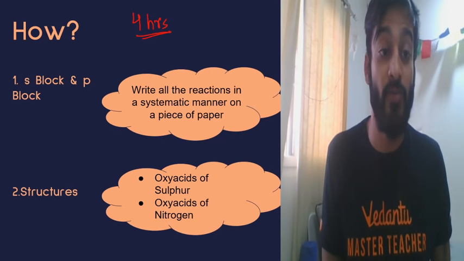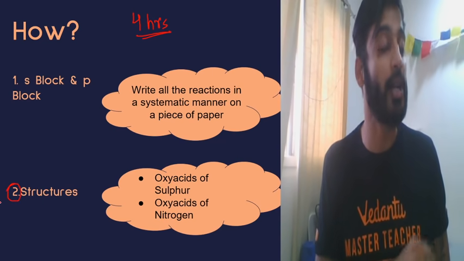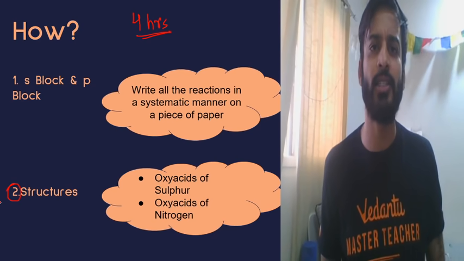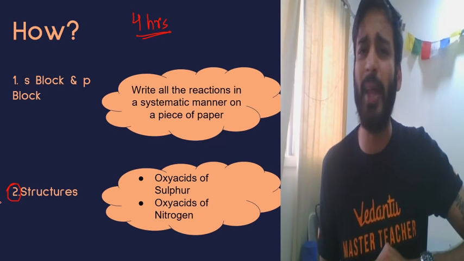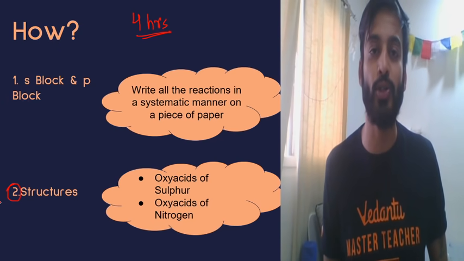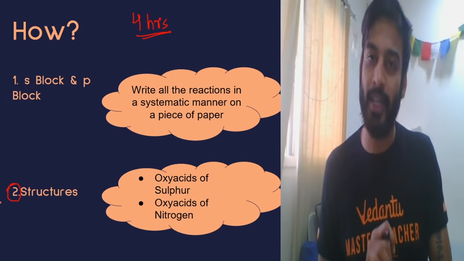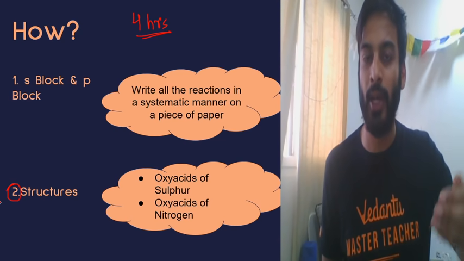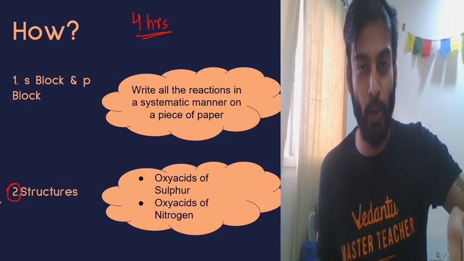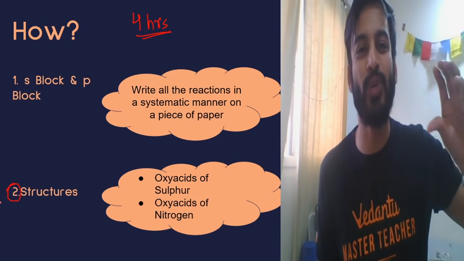Then, a very important thing, which is the structures of oxyacids: oxyacids of sulfur, oxyacids of nitrogen. Many structures are there for phosphorus also. You write them on a piece of paper again. Go through them every day. Since you are learning inorganic chemistry, at least half an hour when you are going about structures, half an hour you allot.